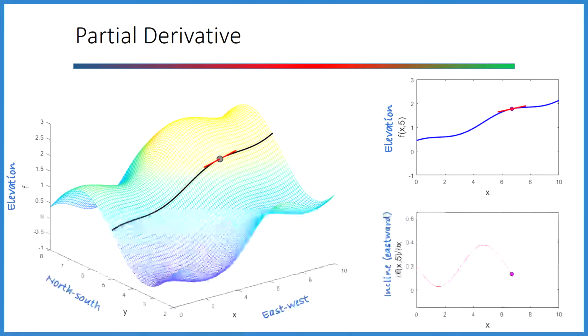On the bottom, I've graphed the partial derivative of f with respect to x. This really equates to the incline in the eastward direction along our line through the landscape. You can think of that top plot as a cross-section through the landscape at y equals 5, and the bottom is just the slope of the tangent line for the curve on the top.